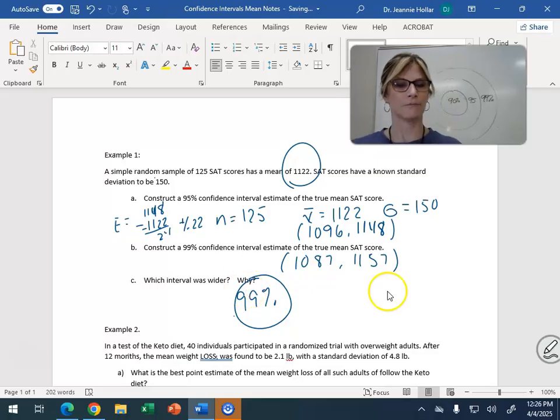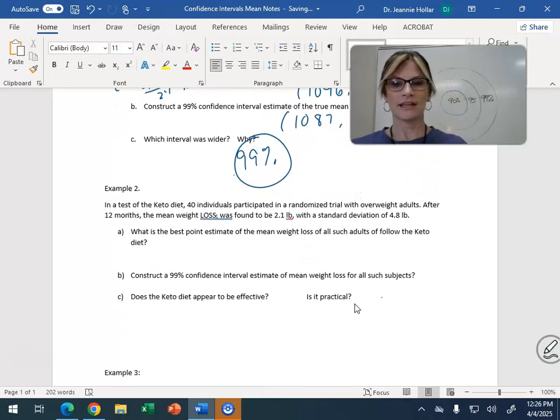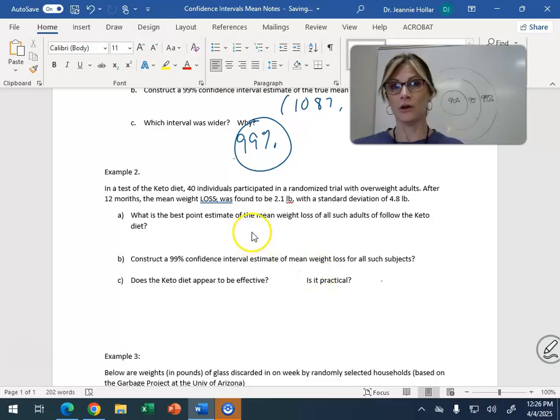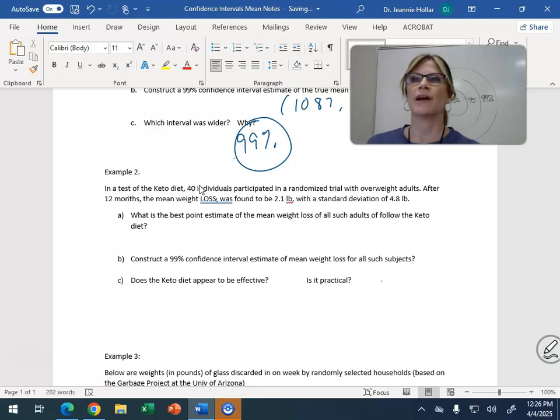Okay, let's move on. Okay, second example, we do not know the population standard deviation. We have a keto diet. A keto diet, that's like that Atkins kind of diet where you just eat meat, where you don't have bread, where you don't have carbs, where you don't have any joy in your whole life for a while.